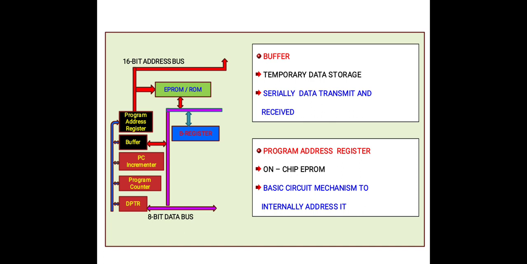Another block is the buffer. The buffer is used for temporary storage. Using this buffer, data is serially transmitted or received. The next block is the program address register. This is the on-chip EPROM and the basic circuit mechanism to internally address it. In 8051 and 8052, the program address register is present, but in 8031 and 8032 microcontrollers, this program address register is not present.